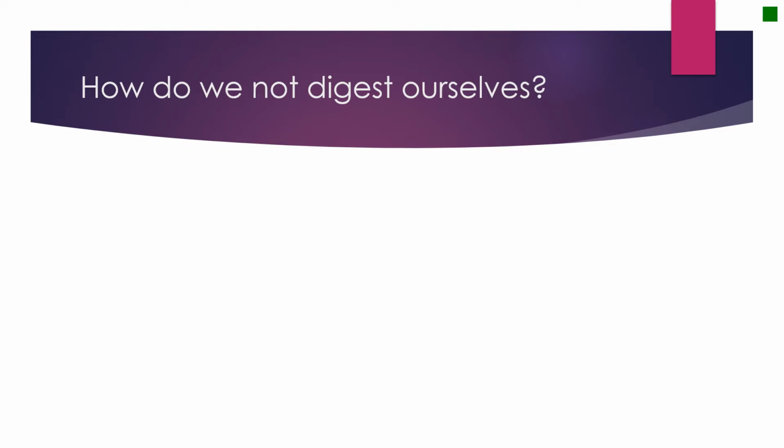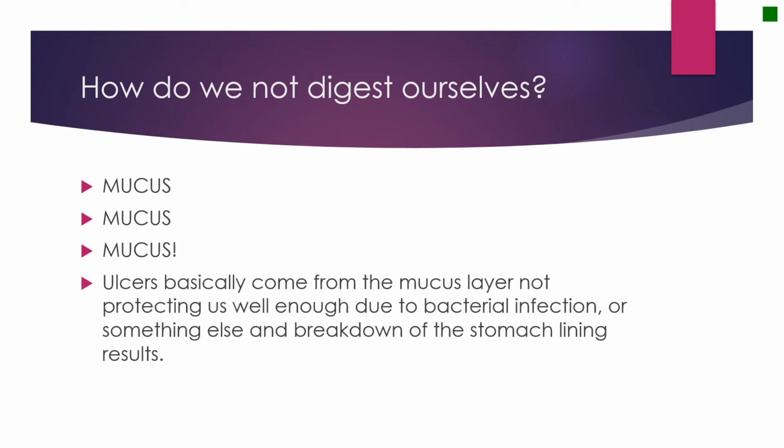So some of you at some point may start wondering, why is it that we do not digest ourselves? It mainly has to do with mucus. Ulcers basically come from a situation that arises when the mucus layer is not protecting us very well. And that may be due to bacterial infection or something else, and what actually happens is all those enzymes start breaking down the stomach lining and causing wounds, basically burns in your tissue. So mucus is kind of important in protecting all the inside of your gut.